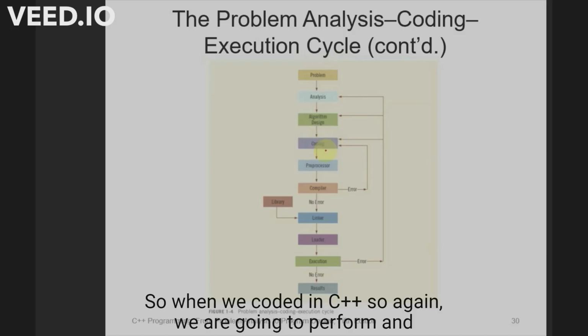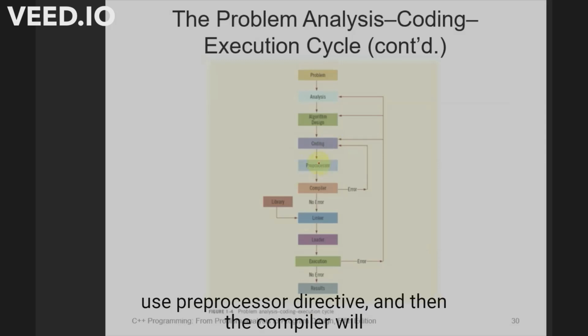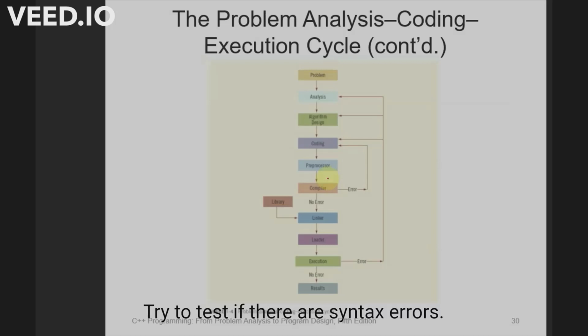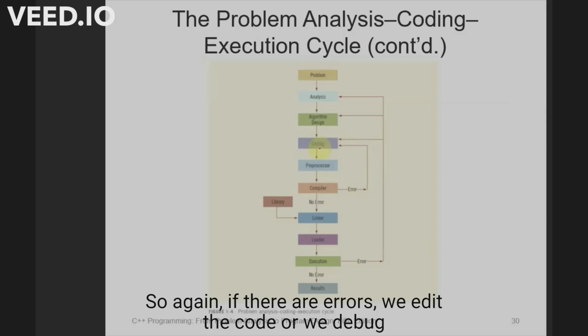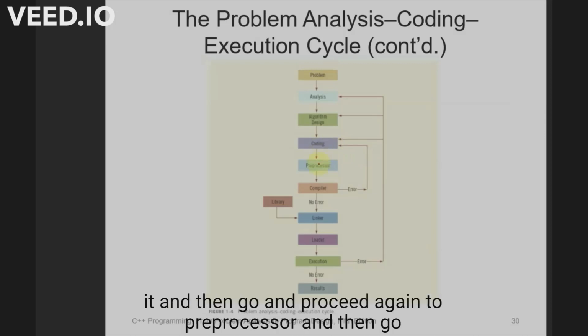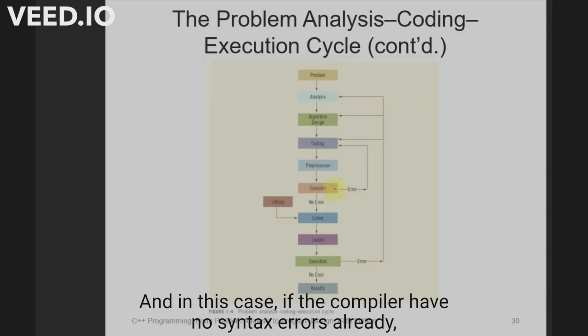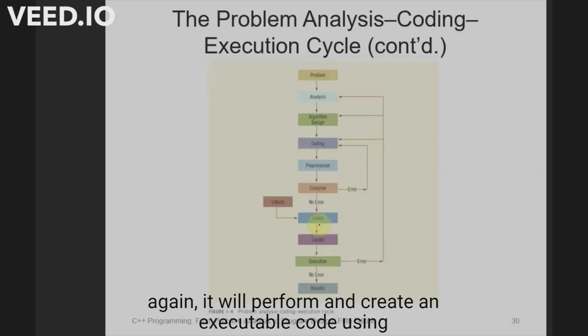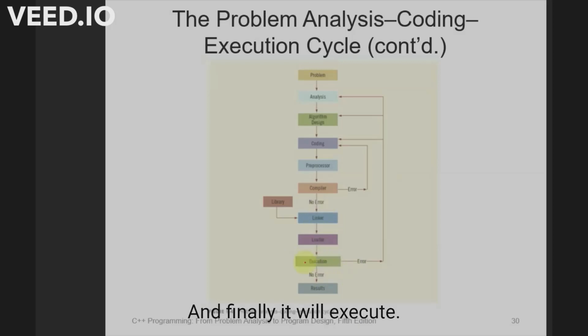So, when we code it in C++, we are going to use the preprocessor directive, and then the compiler will compile it to test if there are syntax errors. Again, if there are errors, we edit the code or debug it, and then proceed again to the preprocessor, and then go back to the compiler. In this case, if the compiler has no syntax errors anymore, it will create an executable code using the linker and the loader, and finally it will execute.